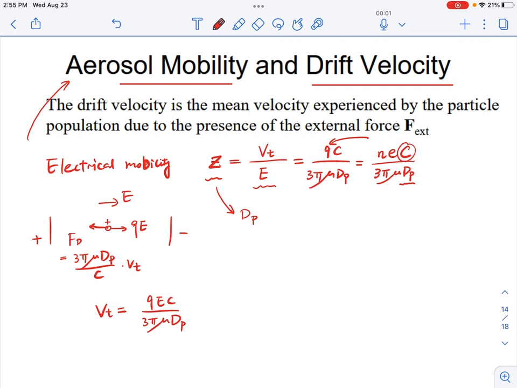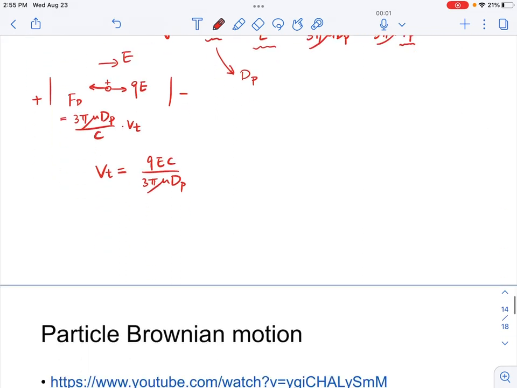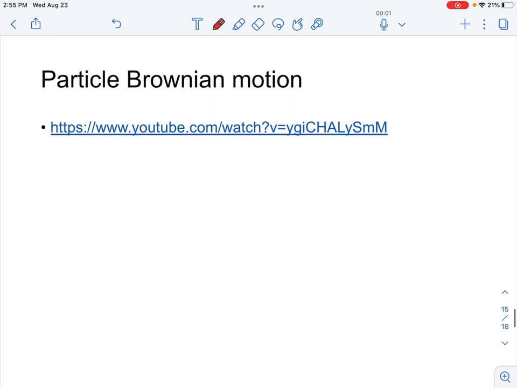Okay, and similarly, the drift velocity is just the terminal velocity under a specific external force. It can be electrostatic force, magnetic force, or thermophoretic force. Okay, so the next concept is the particle Brownian motion.